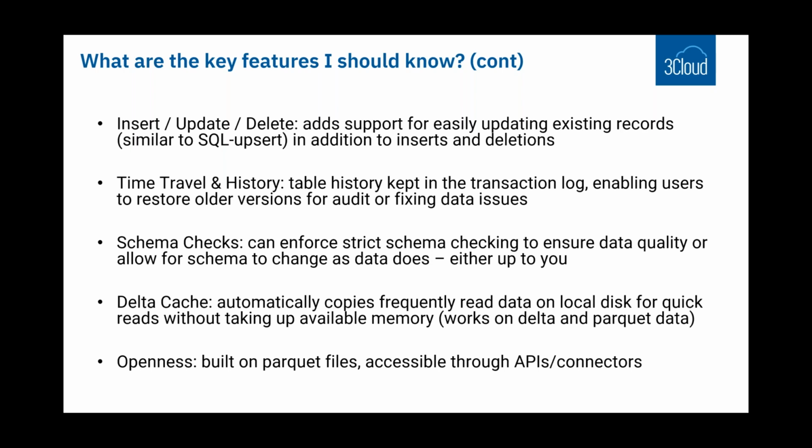The Delta cache is another one of the optimizations that Databricks has made. Since everything is lazily evaluated and goes back to the source, what the Delta cache will do is make some copies automatically, separate from the normal Spark cache, to local disk for quick reads from there without taking up the memory. This actually works on Parquet and Delta. It's just a feature of Databricks as well.